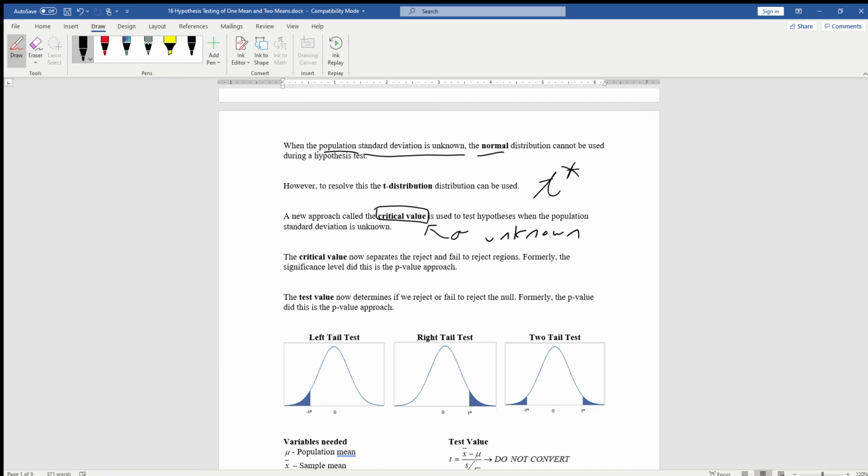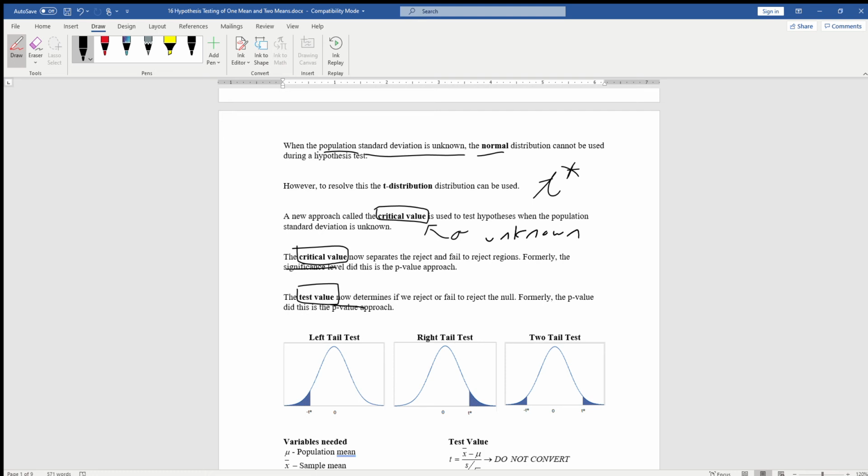There are ways to use it for when sigma is known, but I'm only going to show you the p-value method for that. Remember before we had the significance level. So we created the chart, the distribution, and remember we had the significance level. Well, now the critical value is going to separate the reject and the fail to reject regions. Instead of a p-value now, we're going to get this thing called a test value. They're going to do the exact same thing. The test value is going to determine if we reject or fail to reject the null.